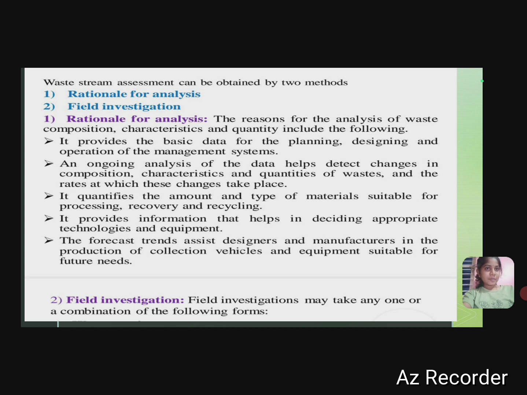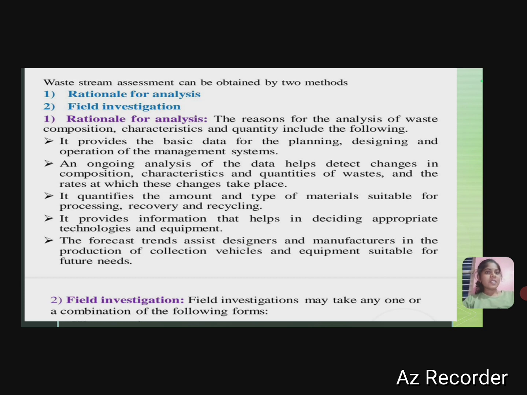The waste stream assessment can be obtained by two methods: rationale for the analysis and field investigation. Rationale for the analysis: the reasons for the analysis of the waste composition, characteristics and quantity are the following. It provides the basic data for the planning, designing and the operations of the management systems. Ongoing analysis of the data helps to detect the changes in composition, characteristic, quantity of the waste and also the rates at which these changes take place.